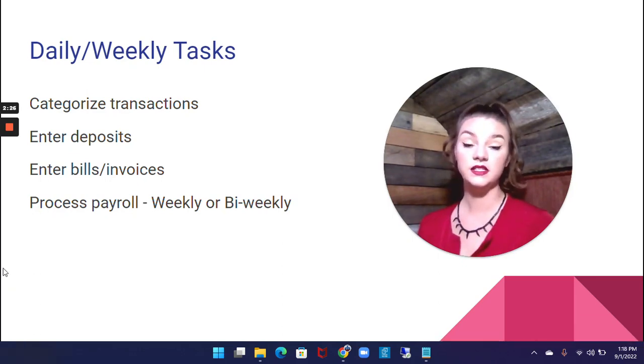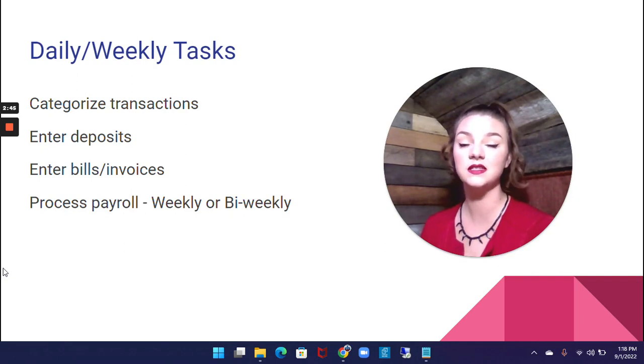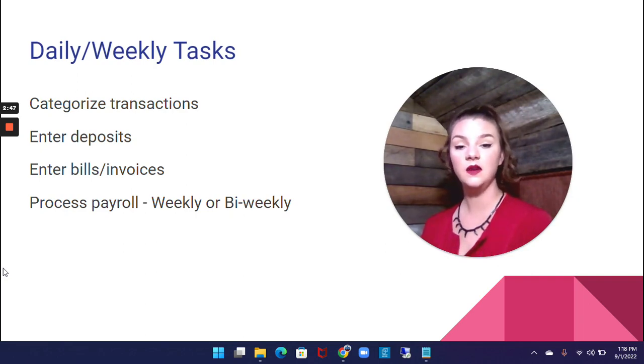Next thing you want to do is enter any bills or invoices that are needed for that day or that week. If you have a few that are built up, like for bills and such, you can enter those probably more on a weekly basis. But as far as invoices go, those are probably going to be more needed to be done on a daily basis. And then processing payroll.